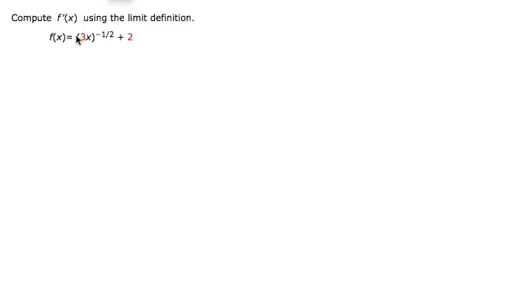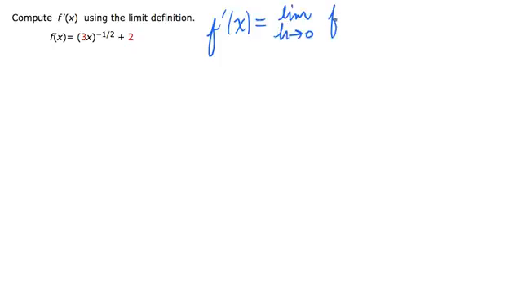In this problem, we want to compute the derivative using the limit definition of the derivative. Okay, so for this general derivative, we're going to use the fact that f prime of x is equal to the limit as h approaches 0 of f of x plus h minus f of x all over h.